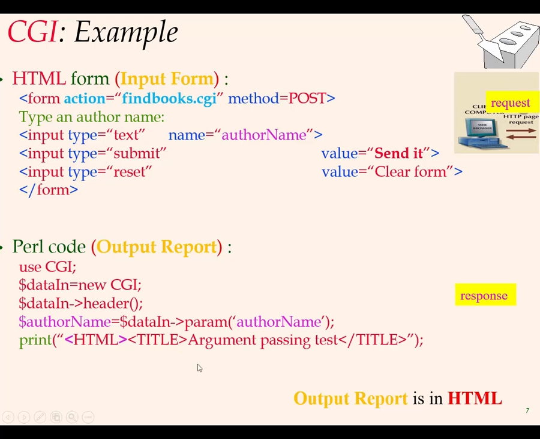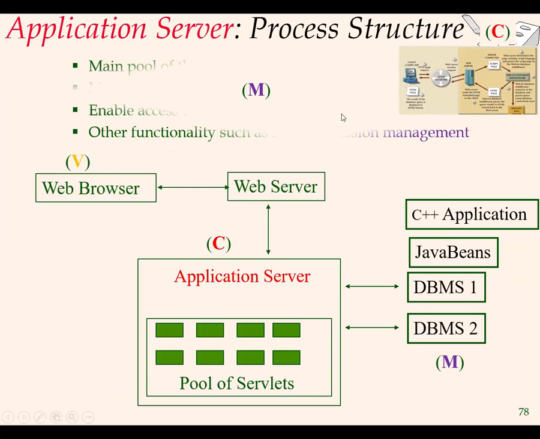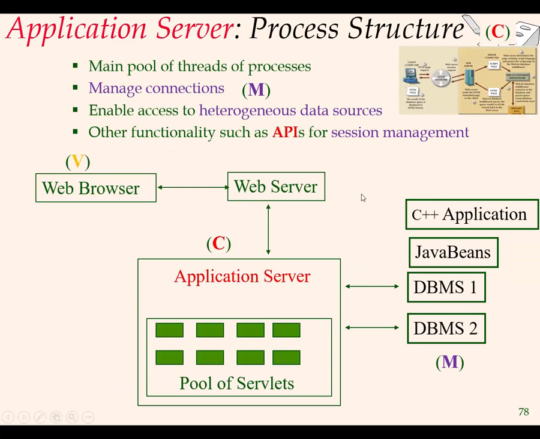So this is HTML. I have a title, and you say the author is, and this is the author that was entered and received from the input form. This is the end of HTML. So this is how the response is going to be created using CGI code.